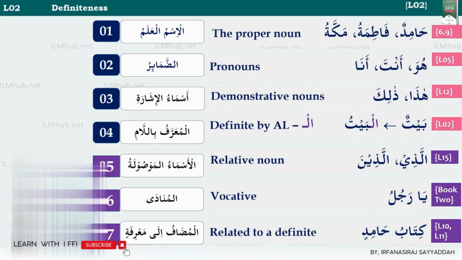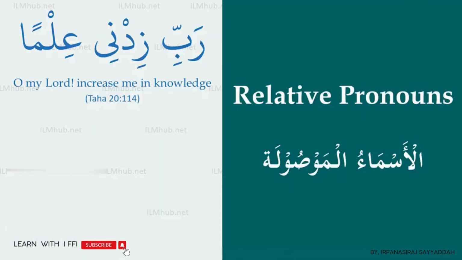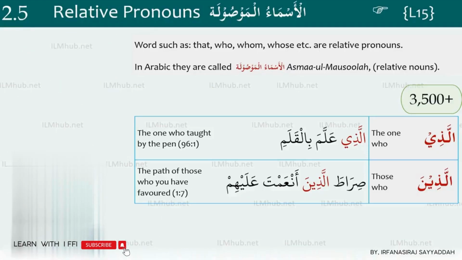The other 3, let's take a very brief look at them. Relative pronouns. They are similar in English when we say that, who, whom, those who. These are all relative pronouns. For example, in English, when I say all that glitters is not gold, the word that is a relative pronoun. In Arabic, they are a category of ism, and they're used 3,500 plus times in the Quran. So very, very important. I've given you the biggest or the most important list in lesson number 15, inshallah, where you'll have them and you'll also see how they're used.